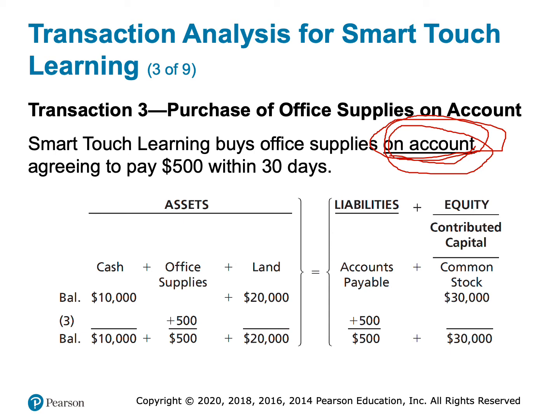So the equation still balances because the left side of the equation went up by 500 and the right side of the equation went up by 500.